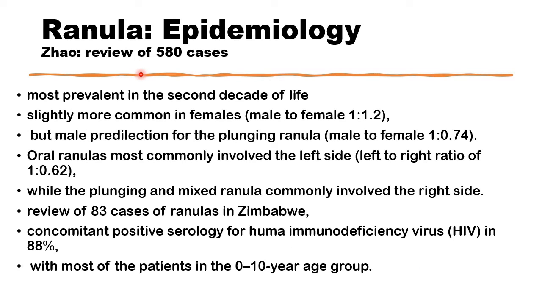Ranulas are most prevalent in the second decade of life. It is slightly more common in females, but plunging ranulas are more common in males. Interestingly, ranulas involve more the left side, but again, a plunging ranula involves much more the right side than the left. There is a certain connection between developing a ranula and being HIV positive. This was discovered in Zimbabwe in patients in the age group below 10 years.